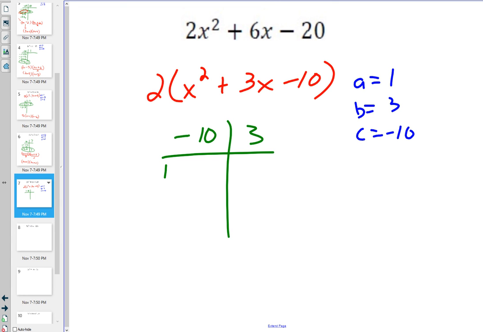We have a 3, 1 and 10, 2 and 5. Under this combination, how do I adjust my factors? Small negative, yeah, big positive.